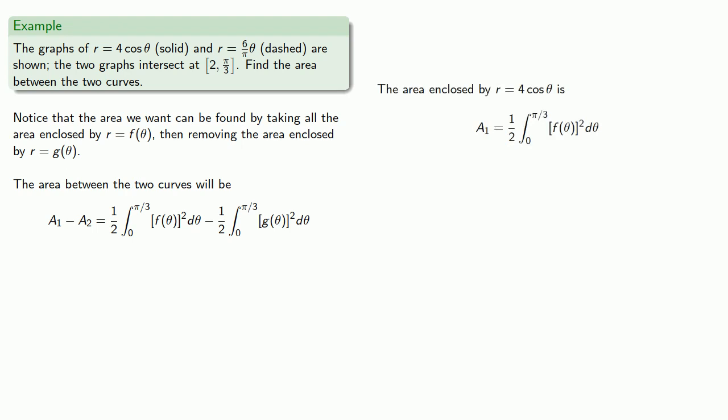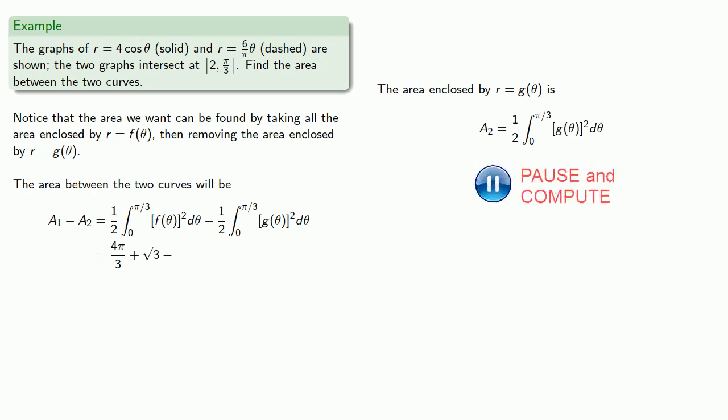So the area enclosed by r equals 4 cosine theta, we can calculate that. And similarly, the area enclosed by r equals g of theta. Which gives us the area of the region between the two curves.